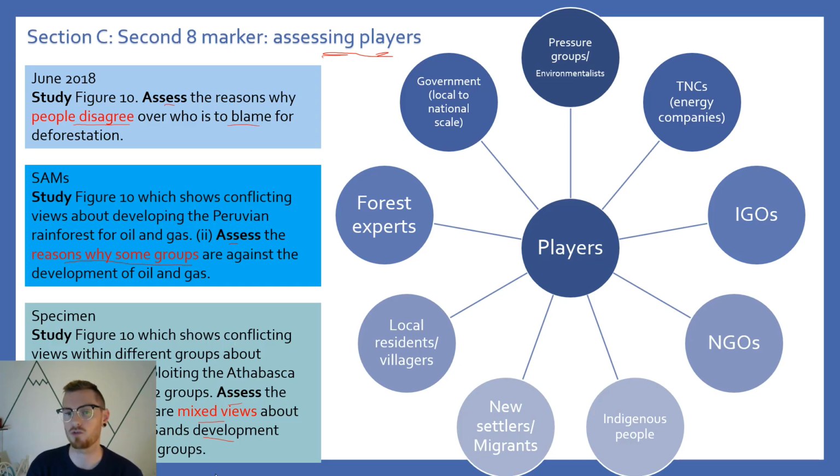It's asking for specific groups in these 8 markers. So potentially, you could talk about pressure groups and environmentalists like Greenpeace. You could talk about TNCs, so transnational corporations. Remember, they are huge corporations that operate across the world in multiple countries. They sell multiple products. They probably have their business divided amongst countries. So the head office is probably in a developed country like the USA, and then they'll have factories and industry in developing and emerging countries like Brazil, India, and China.